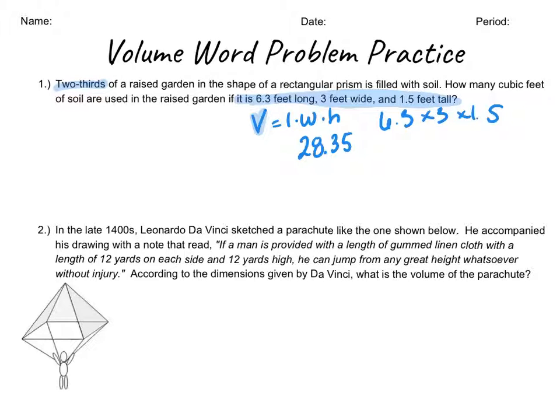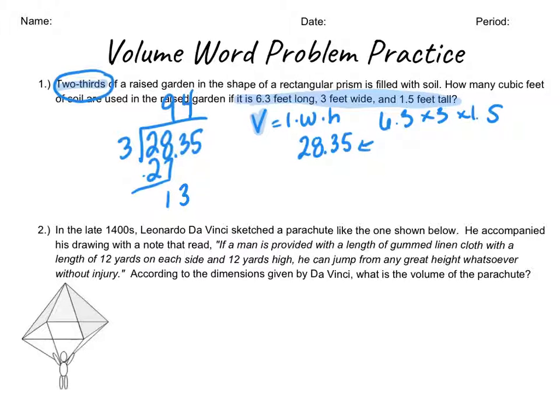Okay, so I put the formula here. Length times width times height is 6.3 times 3 times 1.5, which gives you 28.35. That is the volume of an all-the-way full raised garden, but it's only 2/3 full. One option is to multiply it by 2/3, which is hard because it's 0.66666 repeating. The other option is to take that 28.35 and divide it by 3. That's going to give me 9.45.